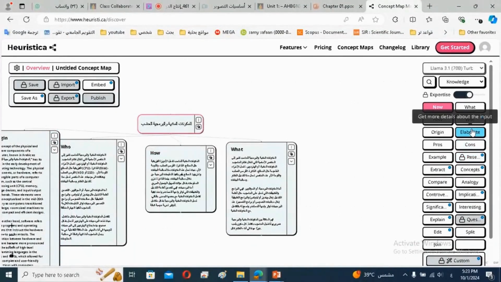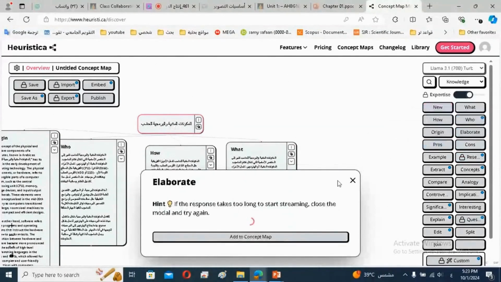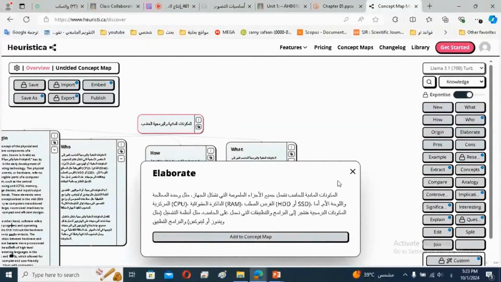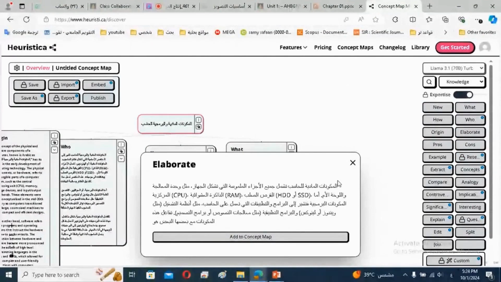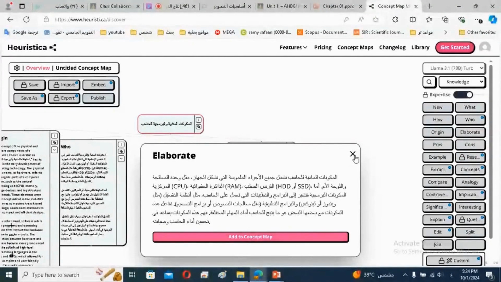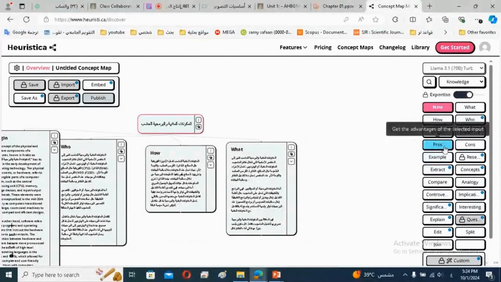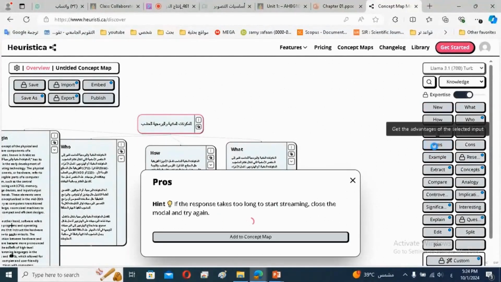The word elaborate means if you want, it gives you more details around this information. It gives you more details about the physical components, explaining it more clearly. If you want to include it, that's fine. If you don't want to include it, that's okay too. Also the word pros, and the word pros here means advantages. Advantages of hardware. What are these hardware advantages?